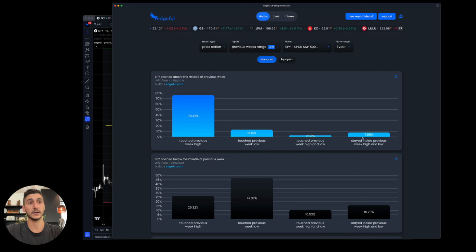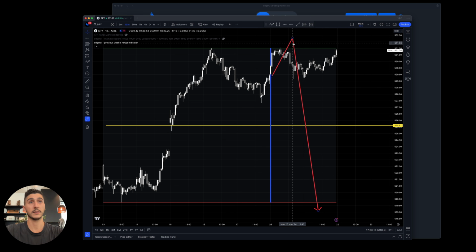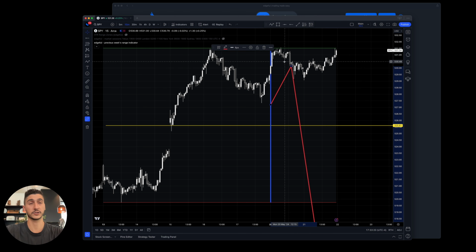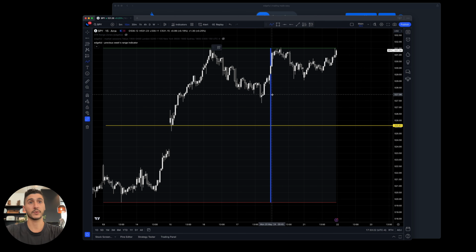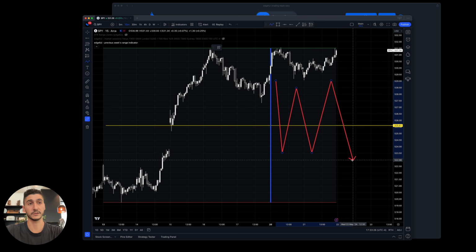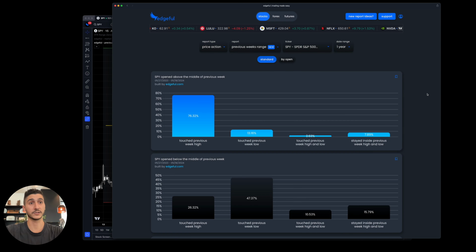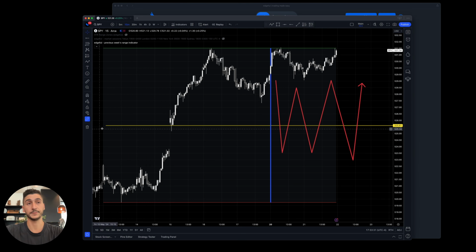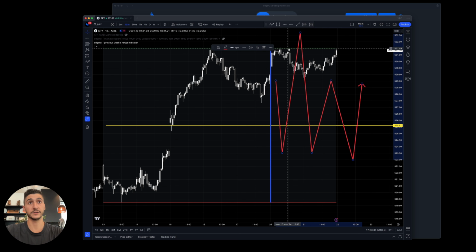And then, which is also almost equally as unlikely, is not touching either side. So you can see it stayed inside the previous week's high and low, which would mean, hypothetically, let's ignore this price action right here, that price did this for the entire week, which is obviously very unlikely because that has only happened 8% of the time. So you should expect price to touch either this high or this low.